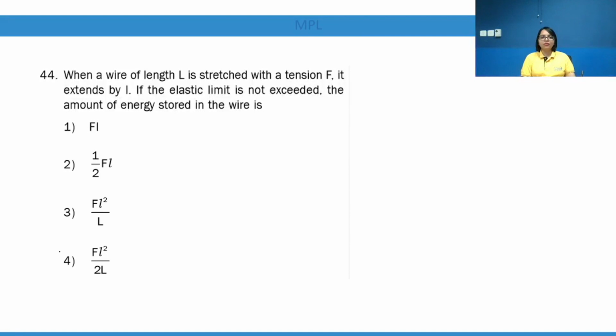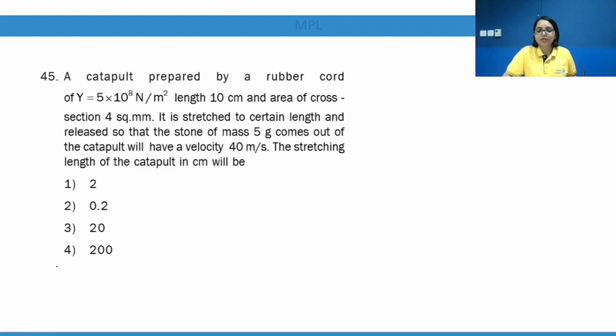Question number 44. When a wire of length L is stretched with a tension F, it is extended by l. If the elastic limit is not exceeded, the amount of energy stored in the wire is half F l, right? It is directly formula based. So amount of energy stored in the wire will be 1 by 2 F into l. Next question is question number 45.